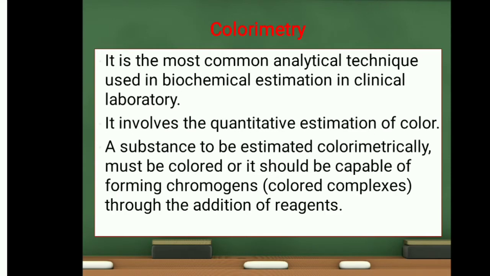Colorimetry is the most common analytical technique used in biochemical estimation in clinical laboratory. It involves the quantitative estimation of color. A substance to be estimated colorimetrically must be colored, or it should be capable of forming chromogens, that is, colored complex, through the addition of reagent.